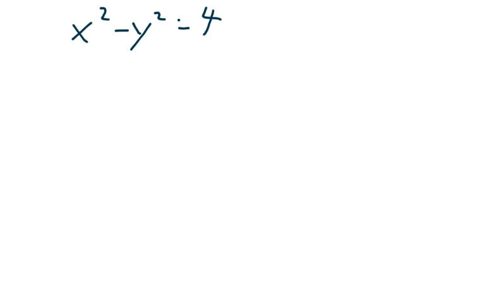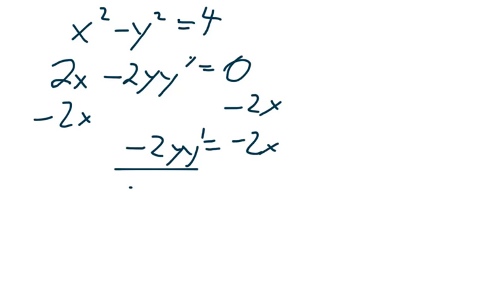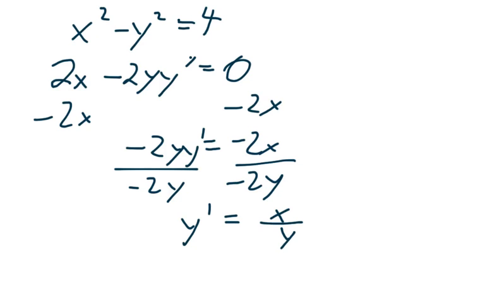Give you a nice little easy one here at the end. I probably meant to give you a second derivative problem right here. When I take the derivative, I get this. Subtract 2x on both sides. Negative 2y y prime equals negative 2x. Divided by negative 2y. The negatives cancel, the 2's cancel, and we're left with x over y.